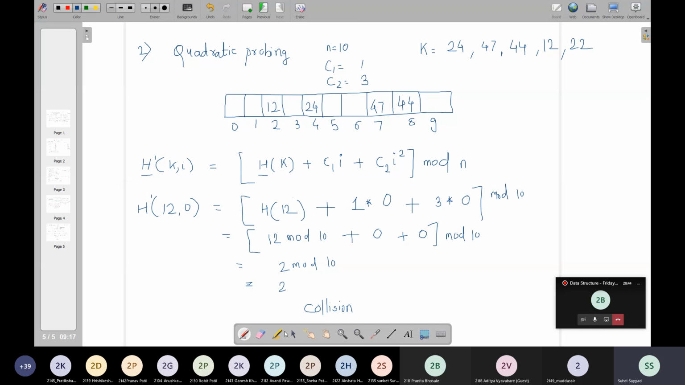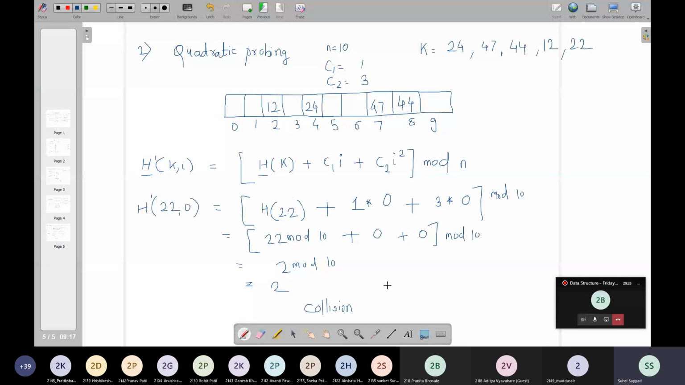So the first thing that you should solve with key value 22 is h dash of 22 comma 0. So what is the answer of h dash of 22 comma 0? It is 2. All of you must have got this, right? H dash of 22 comma 0 is 2.